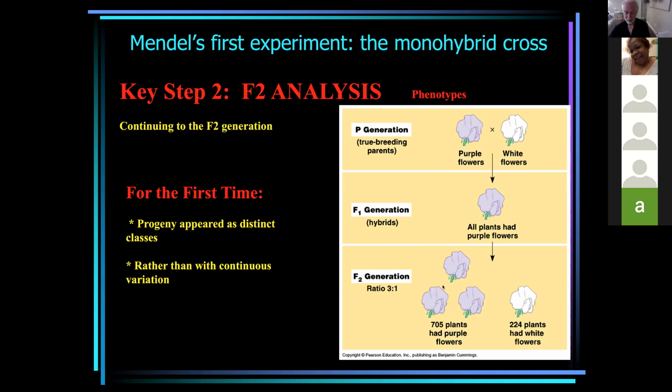So he did another generation. He took purple progeny and crossed with other purple progeny. And now, amazingly, white appears. This is the F2 generation. And he counted. And when he did, he always found a 3-to-1 ratio. There would always be 3 of one color to 1 of the other color. So the purple was the dominant one, in other words. Yes, purple is dominant. Okay. So for the first time, progeny appeared as distinct classes rather than as a continuous variation.